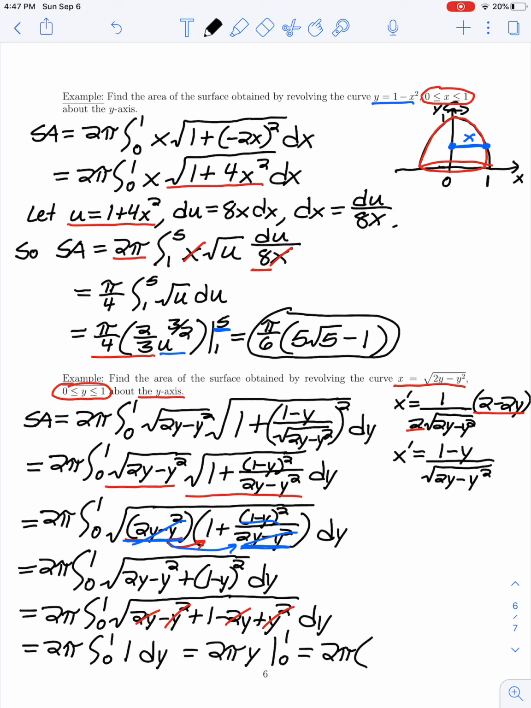So we have our constant 2 pi times, when we evaluate at y equals 1, we get 1, minus, when we evaluate at y equals 0, we have 0. So finally, we're left with a surface area for that surface of revolution given by 2 pi square units.